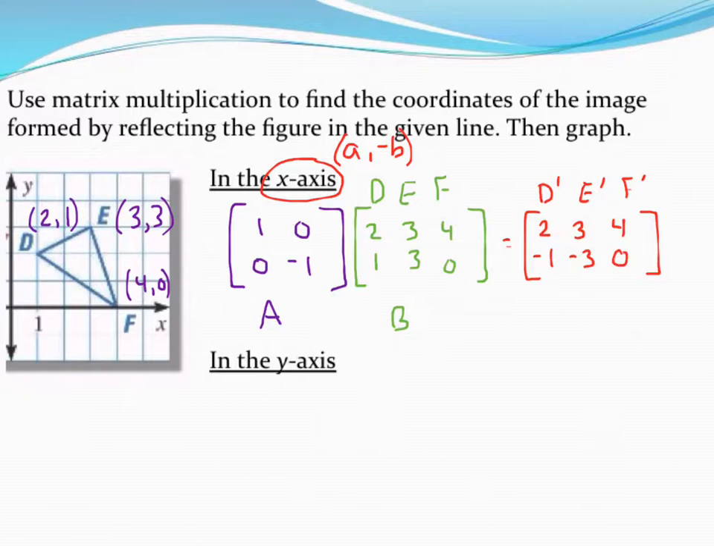So that's how I kind of cheat. I'm winking right now, you probably can't tell. That's how I kind of cheat to find this without even actually doing the matrix multiplication.